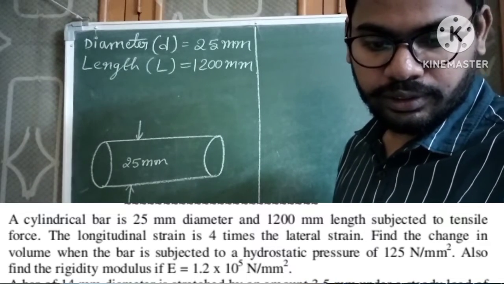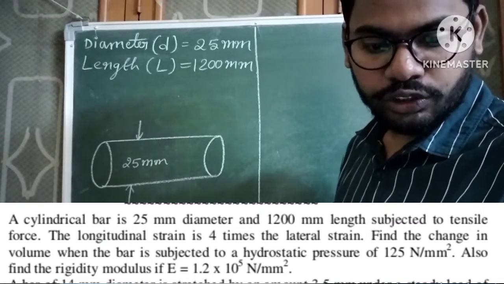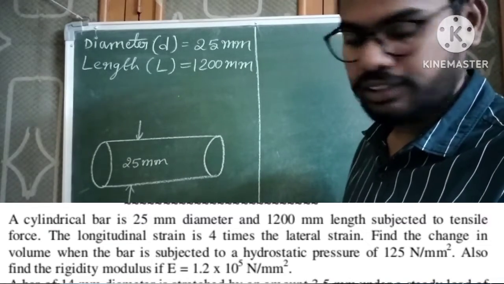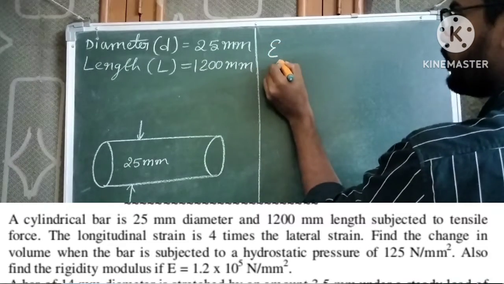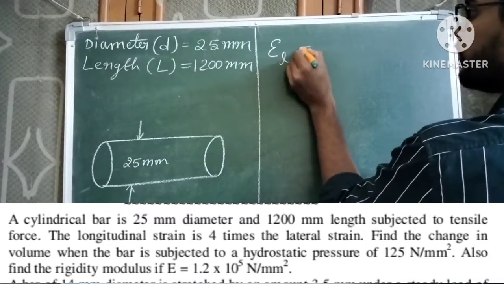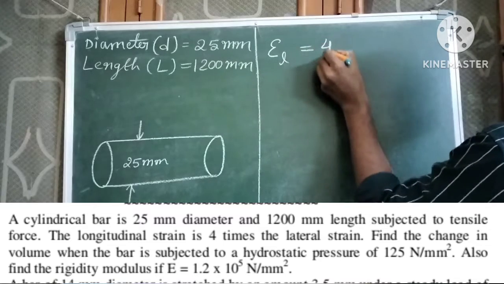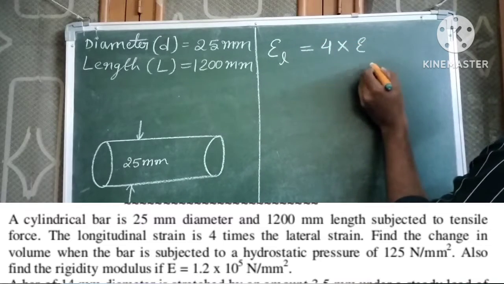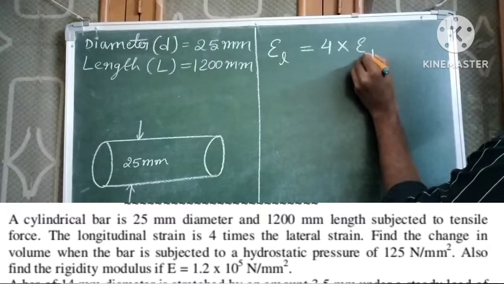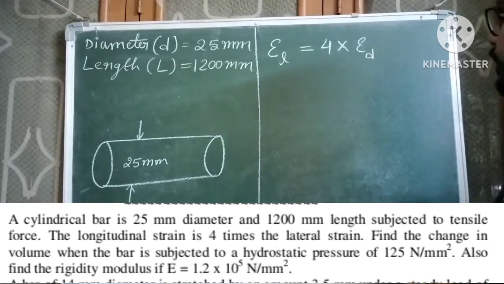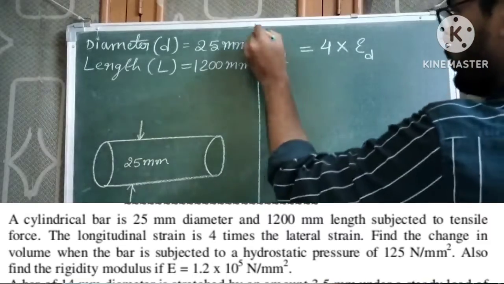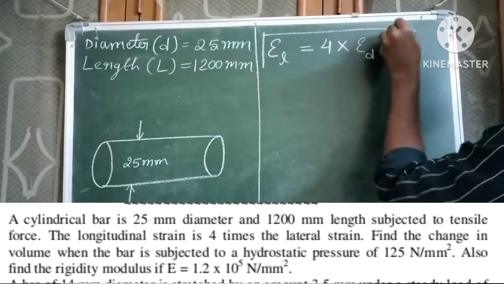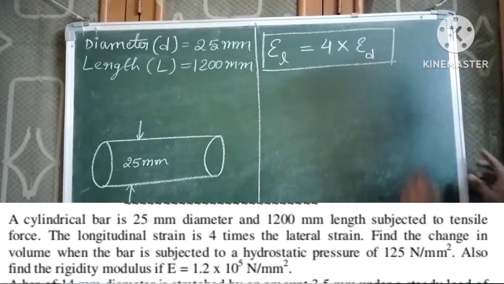Okay, so longitudinal strain is 4 times the lateral strain. Here longitudinal strain is generally denoted by epsilon L, so longitudinal strain is 4 times of lateral strain. Lateral strain is generally denoted by epsilon D. Here lateral strain means diameter strain.